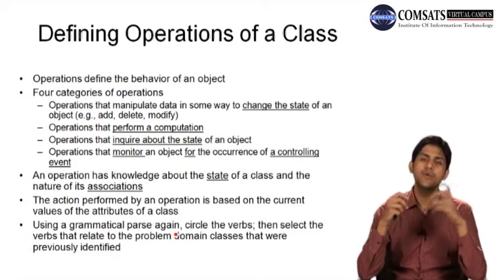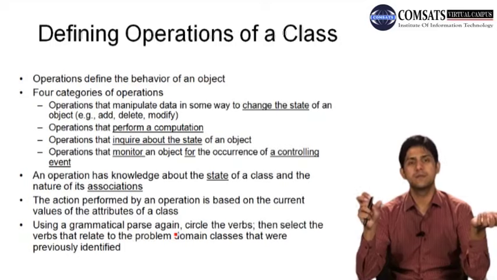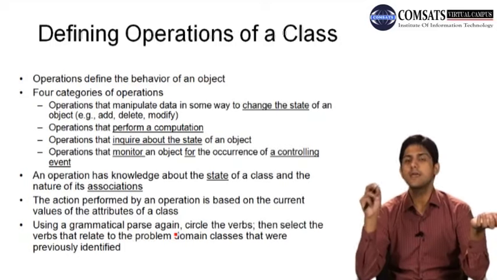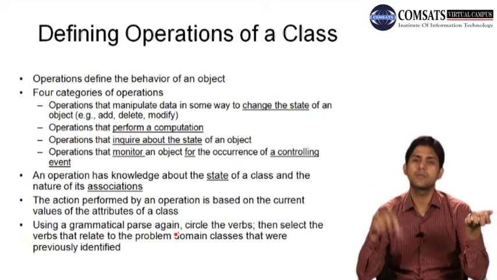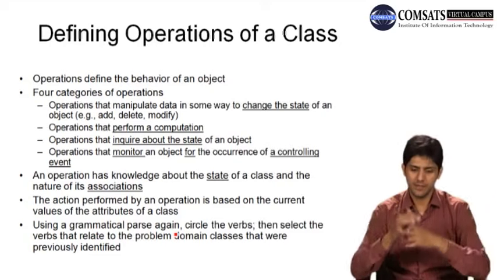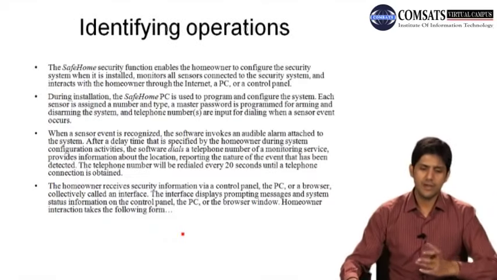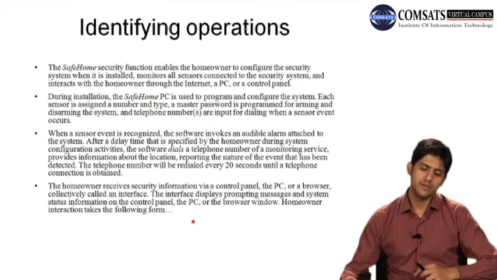Usually, we do a grammatical parse again, ठीक है? And we try to identify all the verbs in the grammatical parts, and usually they become the operations, and we associate them to each class depending on कि वो किस class से ज़्यादा करीब तर है. Okay जी. Now let's see how we do it, and again we have the same text, and let's see what are the different verbs that you can identify.